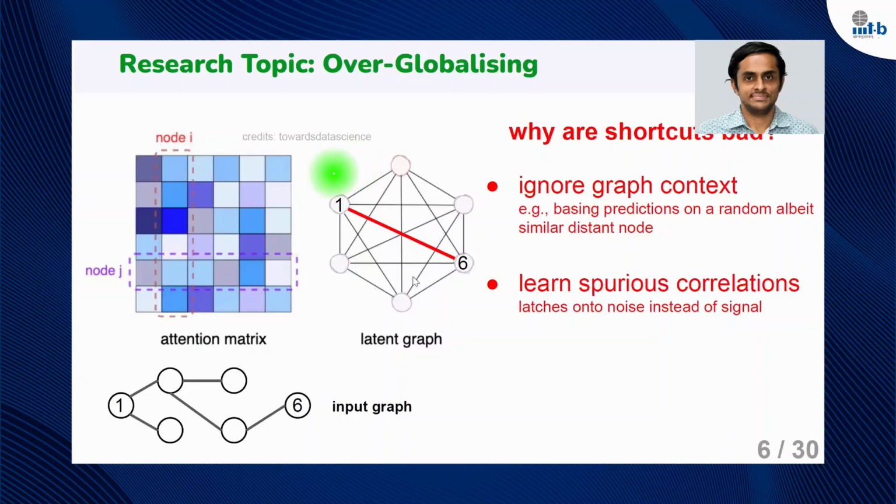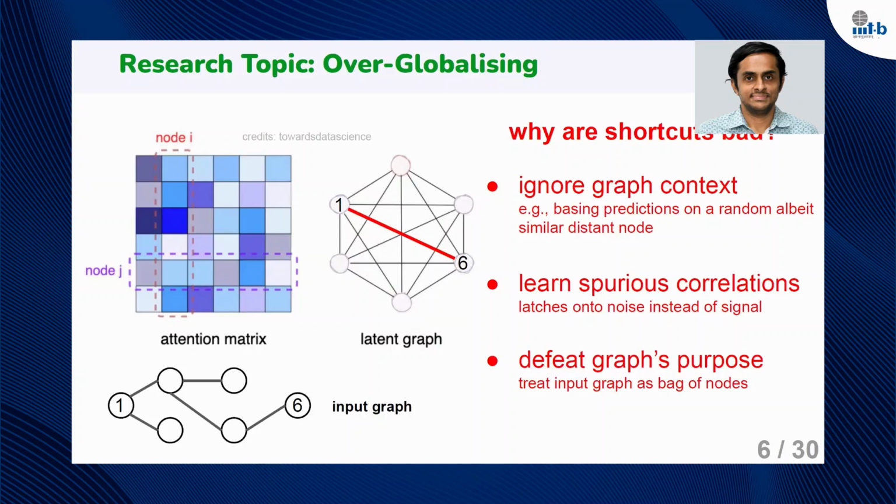So if 1 and 6 are actually correlated, but they don't help the downstream application, the attention model will believe that these two nodes are actually important for the downstream problem. So there are these spurious correlations that are learned by the attention model. And then it defeats the input graph's purpose.